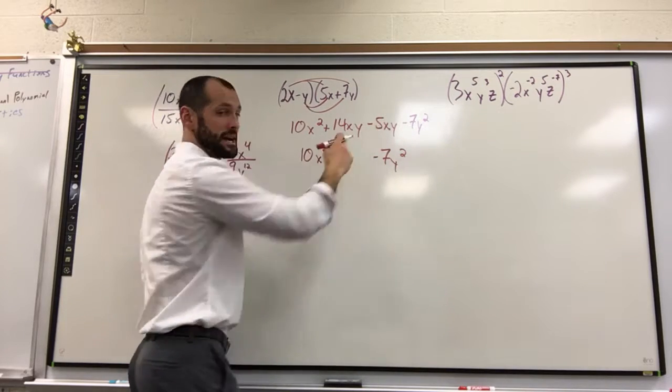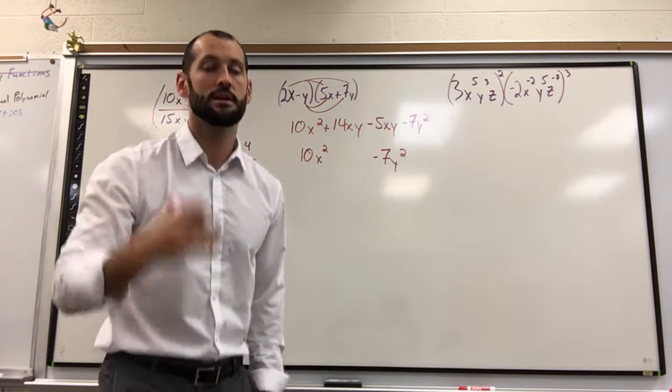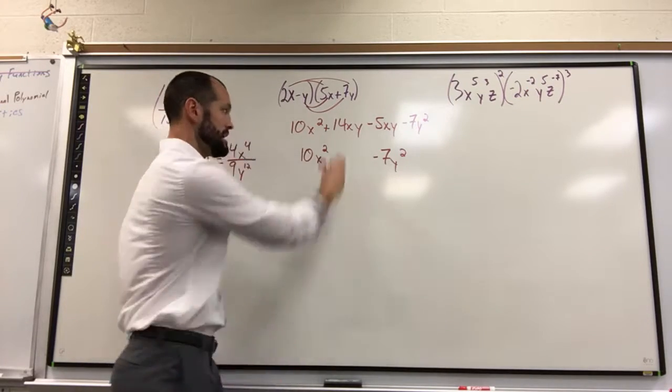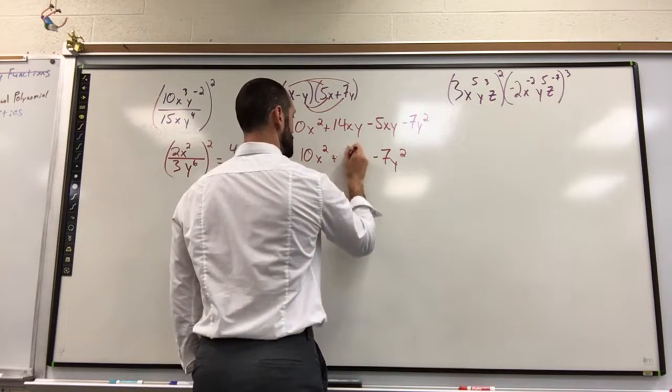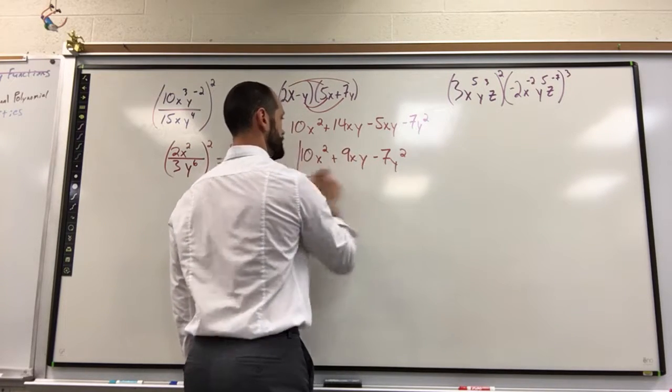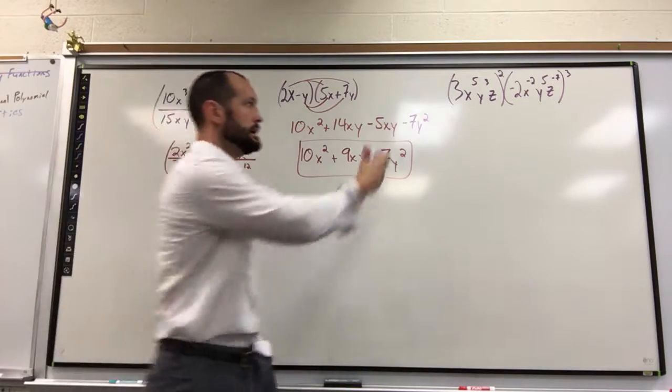When I add or subtract, big thing that a lot of you are missing, adding or subtracting will not affect your variable exponents. So if I have xy here, I'm going to have xy here, and it's just 14 minus 5. Done. Pretty nice.